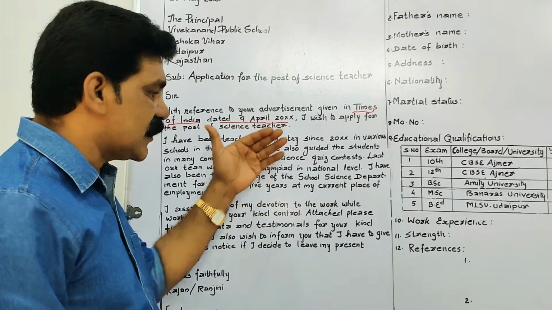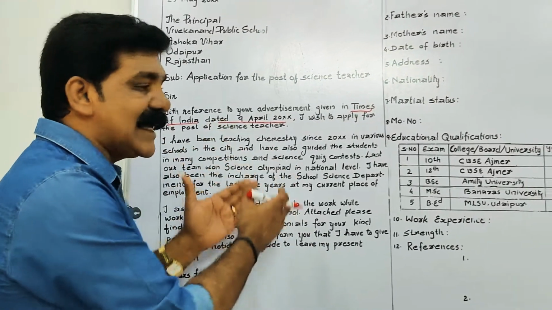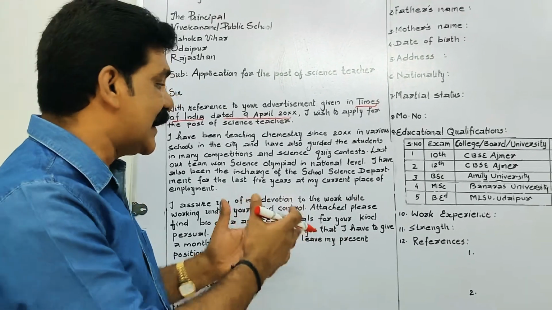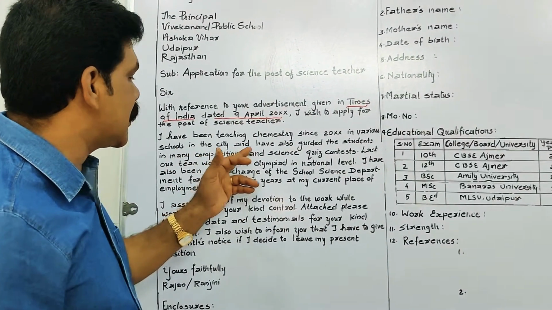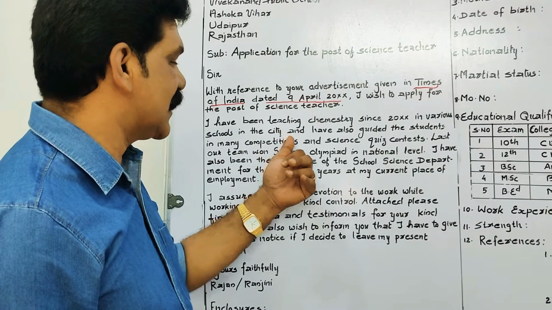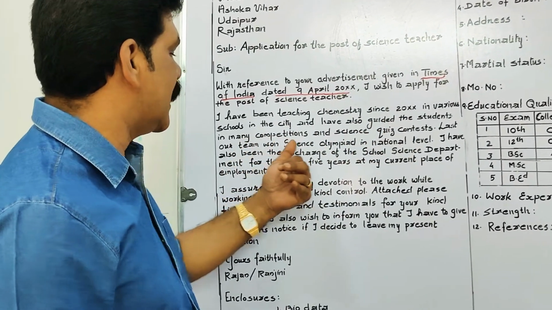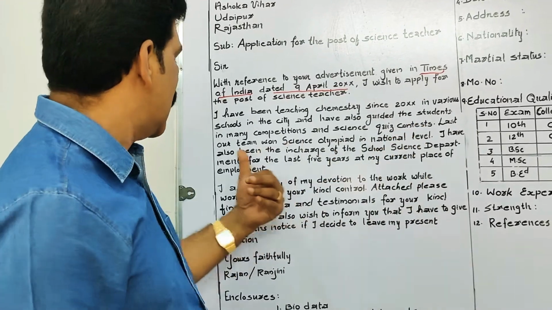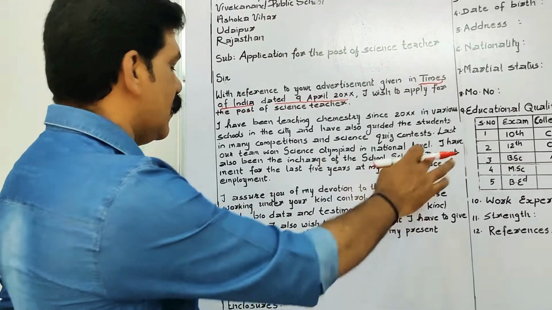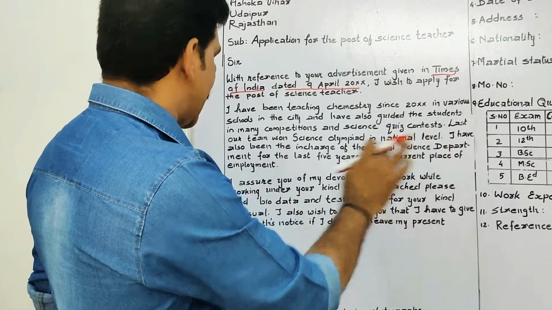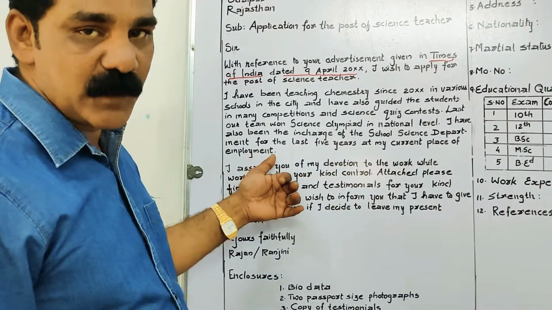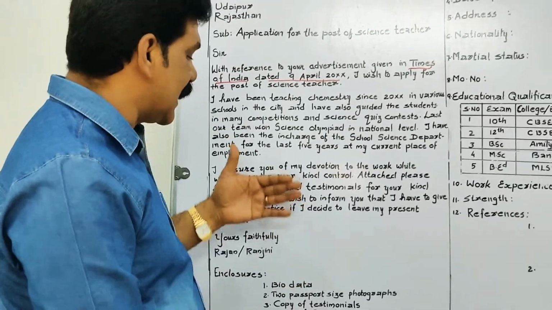And then we are coming to the next paragraph. There you can give your experience as well as your qualification, your skills, or all the details in the second paragraph. I have been teaching chemistry since 2000 in various schools in the city, and I have also guided the students in many competitions and science quiz contests. Last year, our team won the science olympiad at the national level. I have also been in charge of the school science department for the last 5 years at my current place of employment. Then the last paragraph. So we are giving a conclusion.